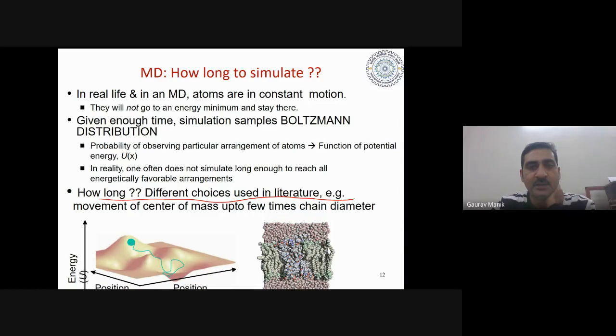Different choices are used in literature. For example, movement of the center of mass up to a few times the chain diameter. So you keep in mind how much the center of mass has moved. If it's a polymer chain, then the center of mass should have moved at least a few times the chain diameter. That is sometimes the criterion that people use, a limit they have put in terms of how much the equilibration stage would be considered, and till how long you have to simulate.